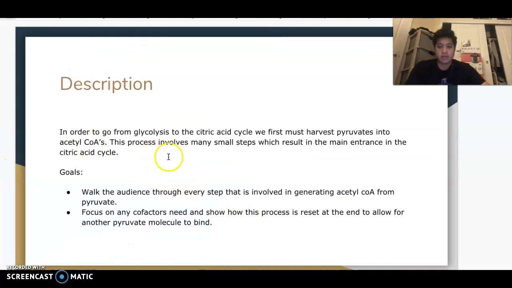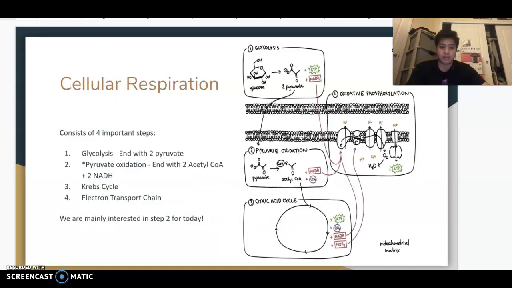So let's go over this week's topic. In order to go from glycolysis to the citric acid cycle, we first must harvest pyruvates into acetyl-CoAs. This process involves many small steps which result in the main entrance into the citric acid cycle. Our goals for this week are to walk the audience through every step involved in generating acetyl-CoA from pyruvate. We must also focus on any cofactors needed and show how this process is reset at the end to allow for another pyruvate molecule to bind.